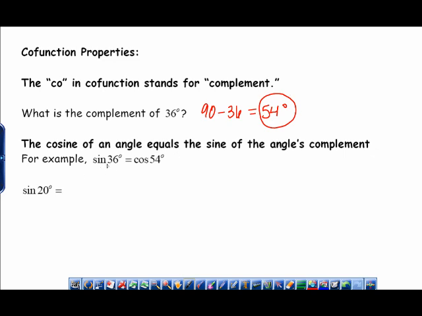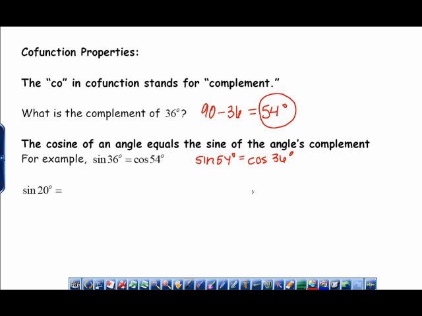For example, sine of 36 degrees equals cosine of 54 degrees. And likewise, sine of 54 degrees would equal cosine of 36 degrees, the same way. And we've actually seen this when we were doing trig in the very beginning with our opposite over hypotenuse and adjacent over hypotenuse. The opposite and the adjacent just kind of switch things.